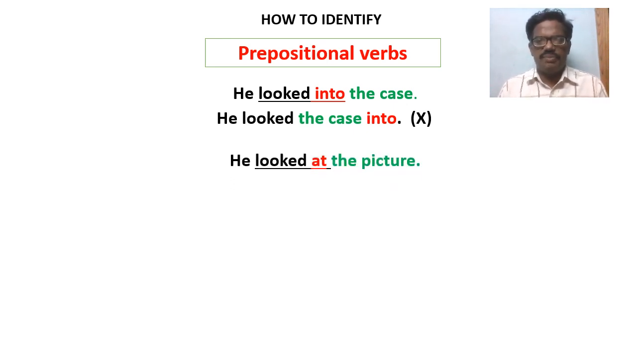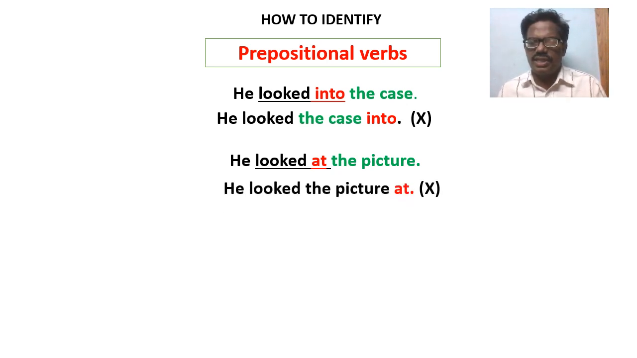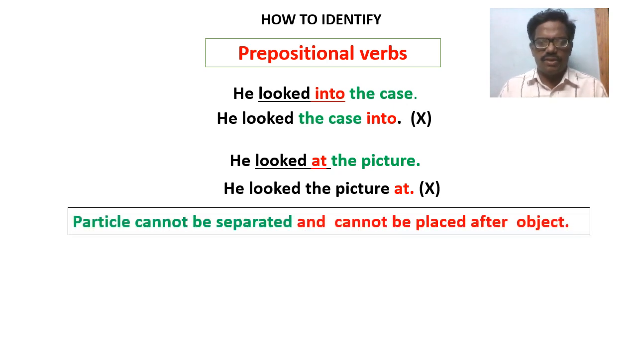Look at another example. He looked at the picture. Here, the particle at cannot be separated, cannot be placed after the object, that is the picture, as shown in the example. So, whenever the particle cannot be separated, cannot be placed after the object, then the multi-word verb concerned is called prepositional verb. So here, looked at is called a prepositional verb. So the clue is that whenever the particle cannot be separated, cannot be placed after the object, then the multi-word verb concerned is called prepositional verb.